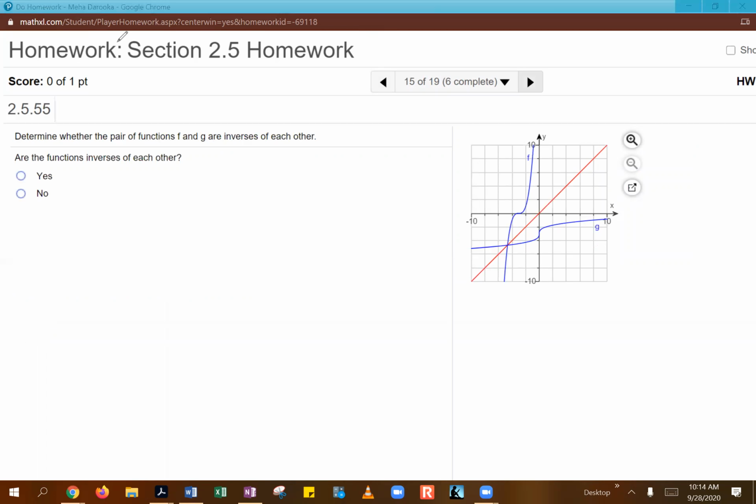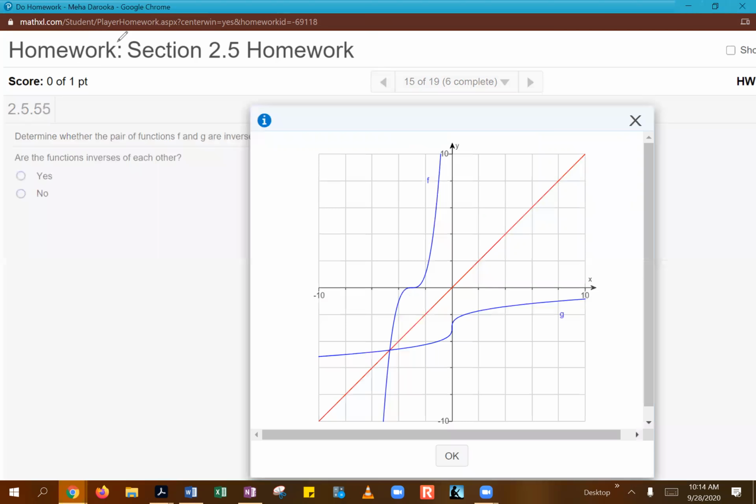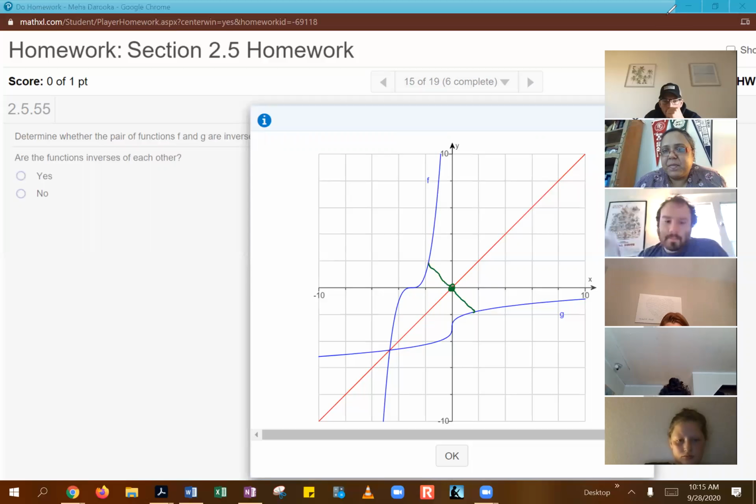Let me make this guy bigger. Okay, so just pick the origin as your point and look at the distance from here to here. Does that look about the same? Yeah, and that's going to be true throughout the graph, right?